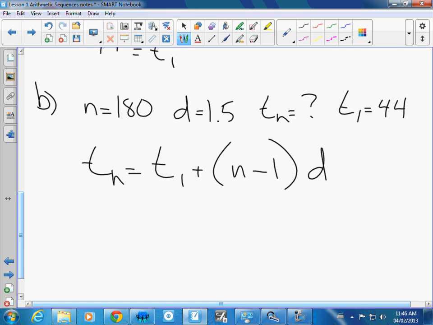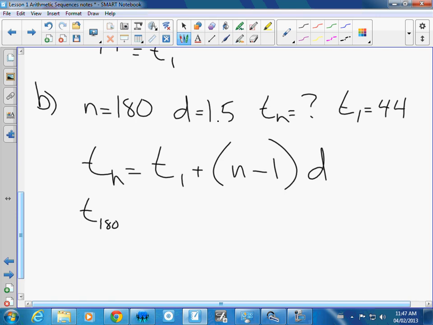Okay, now, we know what T1 is, we know what n is, we know what d is. How do we write this at the beginning so it makes sense to us? What are we looking for here? Yeah, Tn, but what is n in this case? 180. So we are technically looking for the 180th term? Yeah, that's what we're looking for. I want to know, after 180 days, how much homework he's doing. So that's the 180th term.